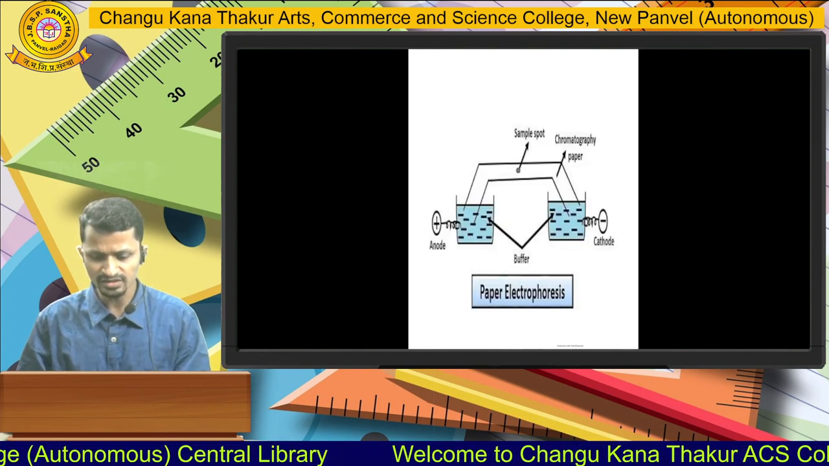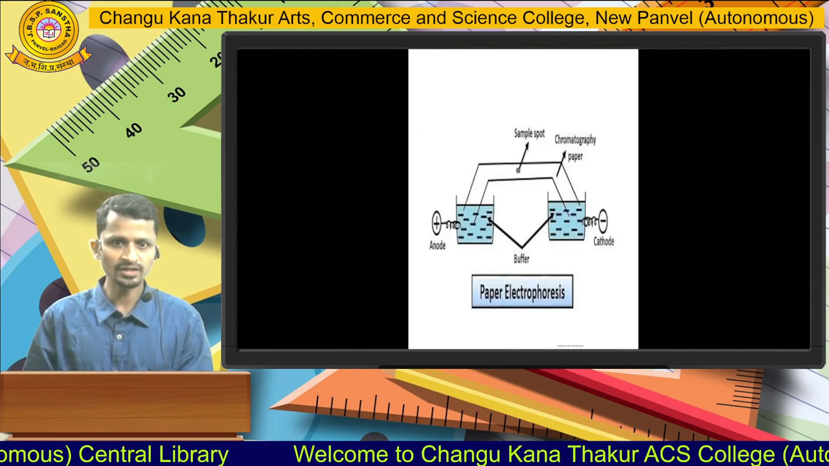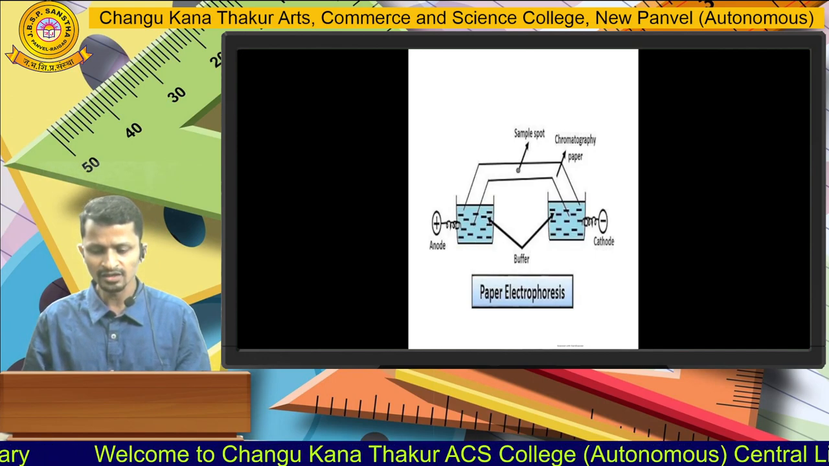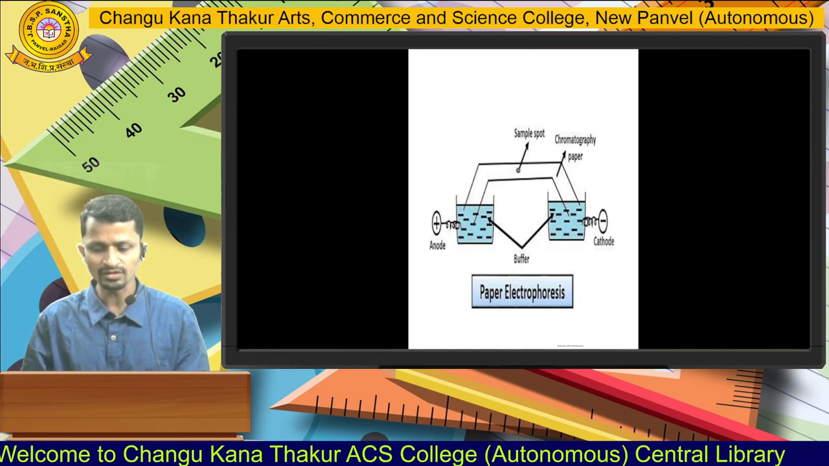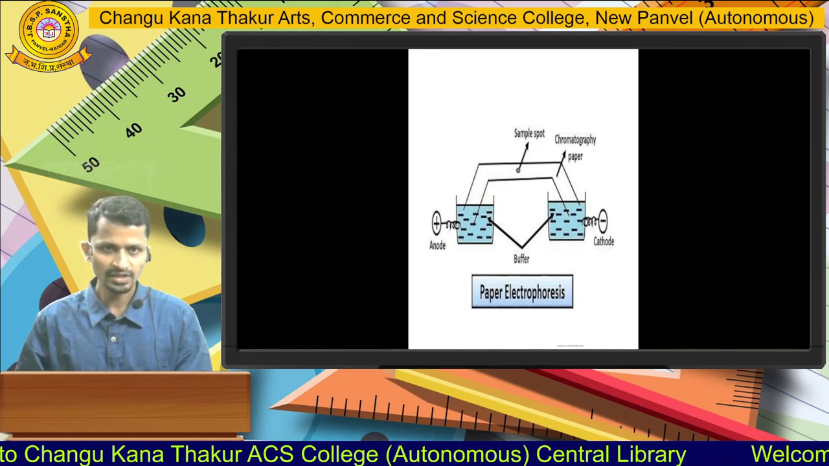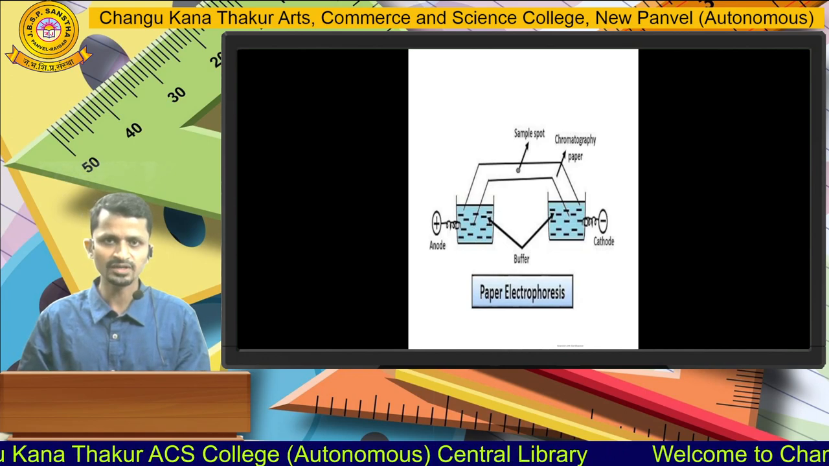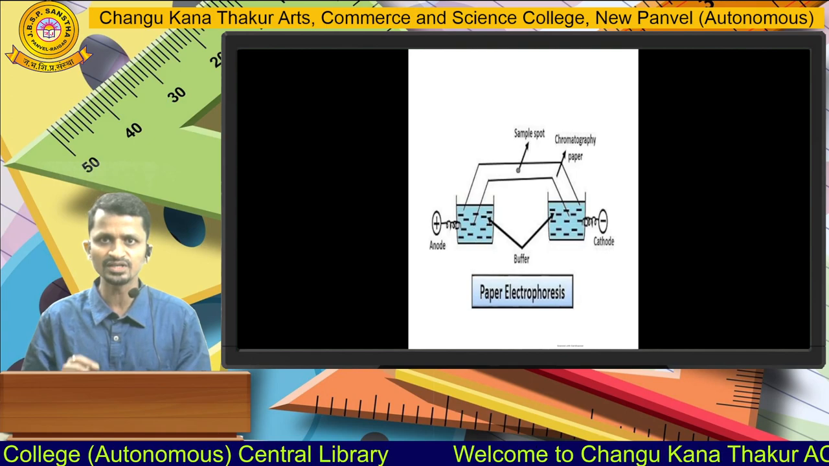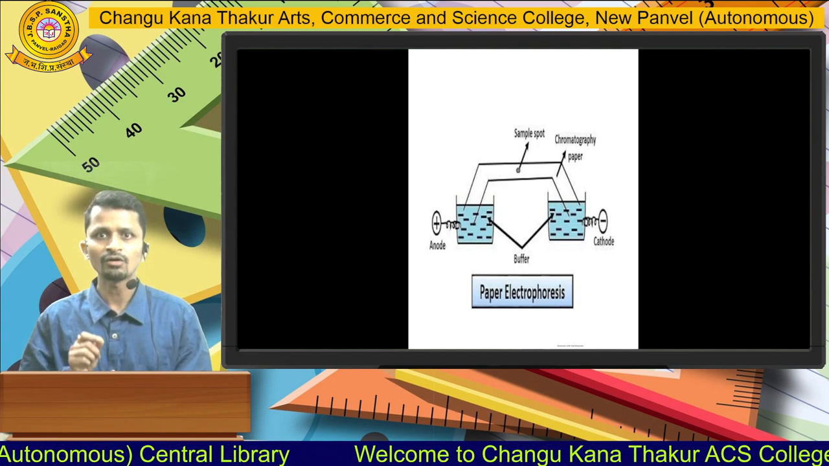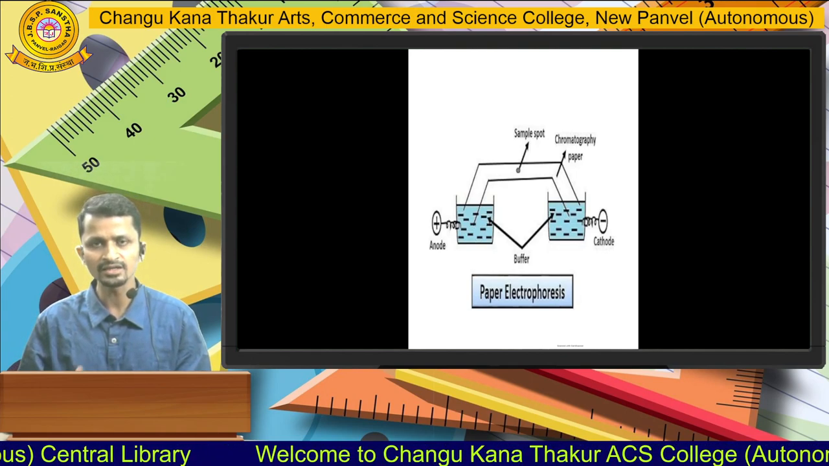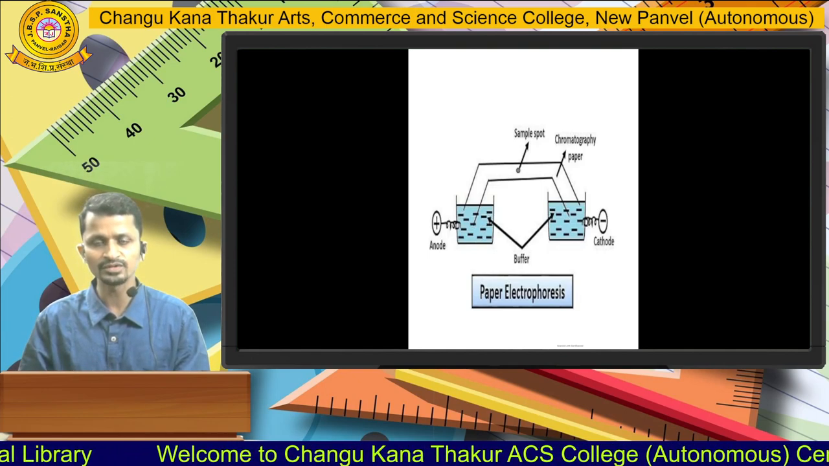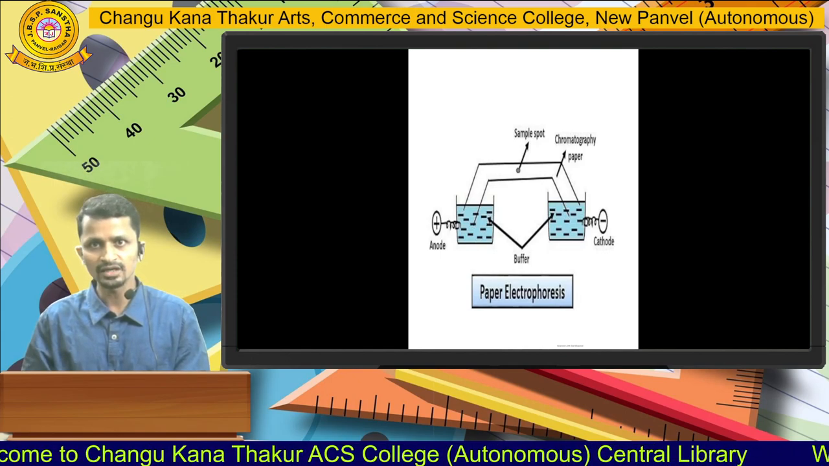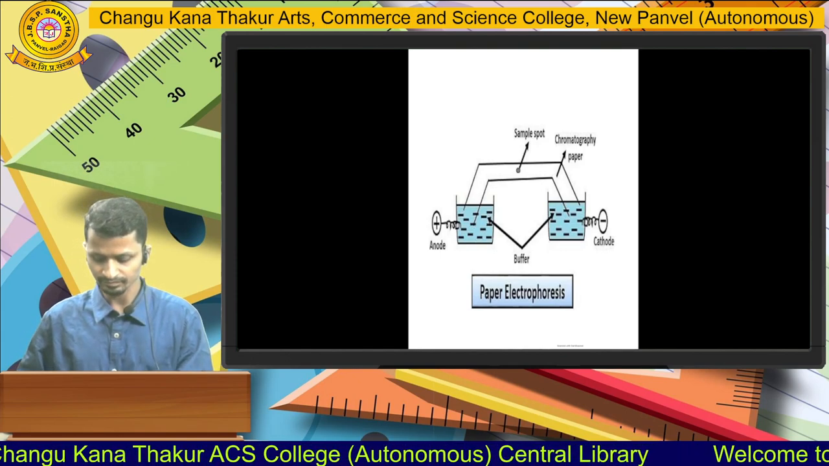So here you see in this diagram the two electrodes are there. One is the anode containing positive charge, the other is the cathode containing negative charge, and on these two electrodes the paper strip is kept, which is sometimes called chromatographic paper. Then the sample is spotted at the middle of the paper strip, and after electrophoresis, the movement of charged particles takes place, that is, we see the bands at the end of the paper strip.